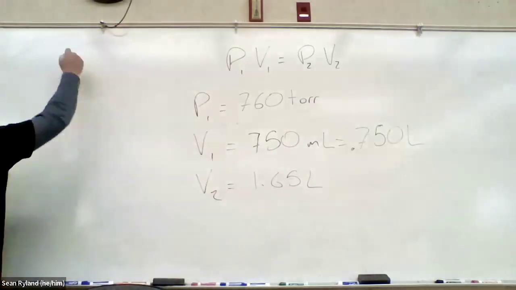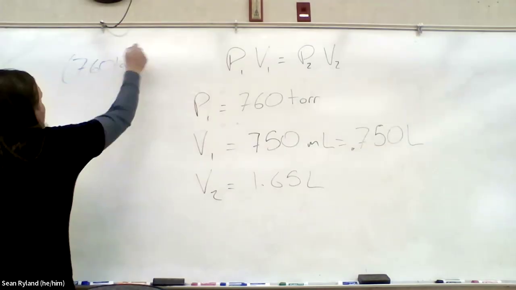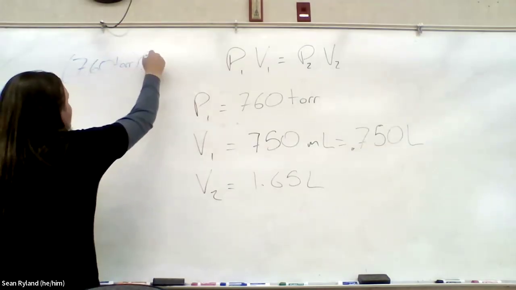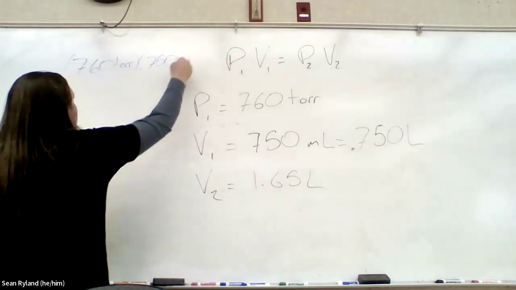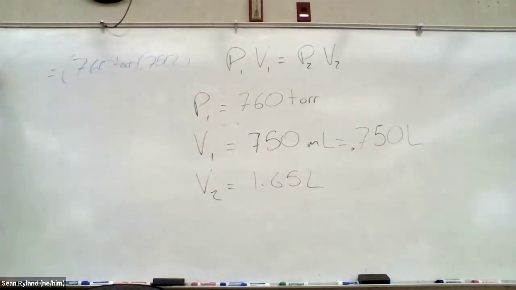So then we can say 760 torr times 0.750 liters equals P2, that's what we're solving for, times 1.65 liters. So to solve for P2, we just can divide both sides by the volume, by V2, right?